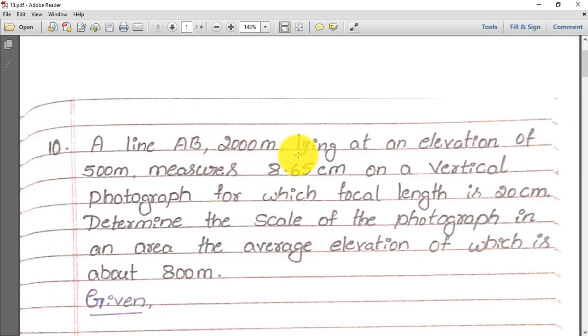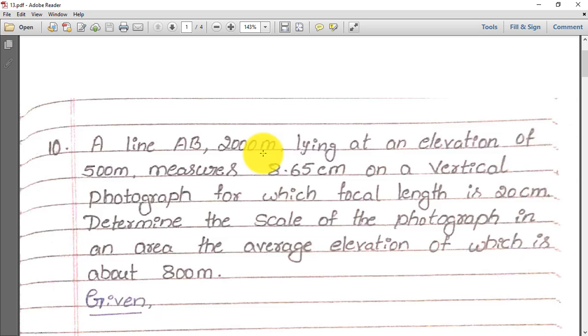So what do you have to do? A line AB, capital A, capital B, of 2000 meter lying at an elevation of 500 meter. At a height of 500 meter, one area is there. On that area, one line is there, the AB line, which is 2000 meter. What is this 2000 meter? This 2000 meter is nothing but a ground distance. This is not a map distance, it is a ground distance.